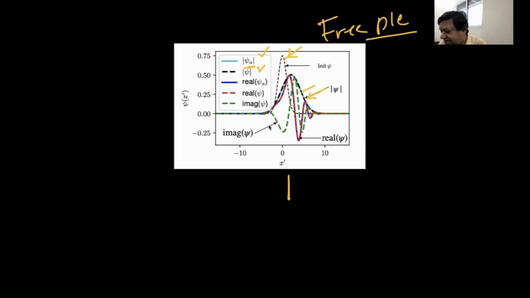The imaginary part is this green curve, and the red dash is the real part. Okay, and again the red dash and the blue curve are numerical and exact values respectively, and both are quite good. I mean, they are close to each other. So the numerical solution is good for the Schrödinger equation, and you can adopt this scheme. It works well for the time-dependent Schrödinger equation.